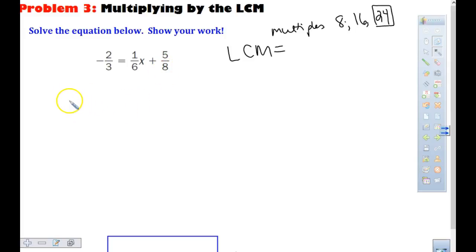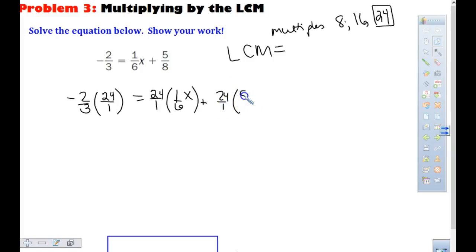So what we are going to do is start with writing our problem. We're going to put the negative 2/3, and I want you to show multiplying each one by 24 over 1, equals 24 times 1/6. And remember, when you think of that 1/6 x, the x is really in the numerator. Plus 24 over 1 times the 5/8. Again, simplify first. Someone said, can I take 2 times 24? Well, you can, but 3 goes into 24, and the beauty of that is it goes in there 8 times.